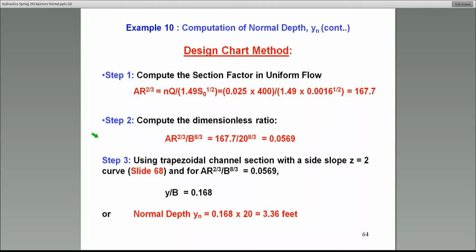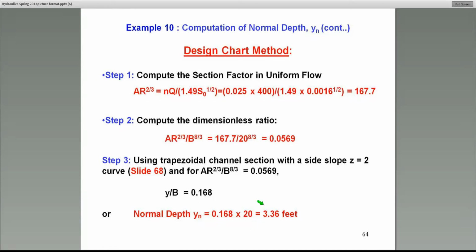And that's basically what I have here, 0.168. And you can be a little more accurate; I'm just doing this as a demonstration here. And therefore, the normal depth is the Y over B ratio times 20. B, the bottom width, is 20 feet. That will give you 3.36 feet. So that's how you calculate the uniform depth.